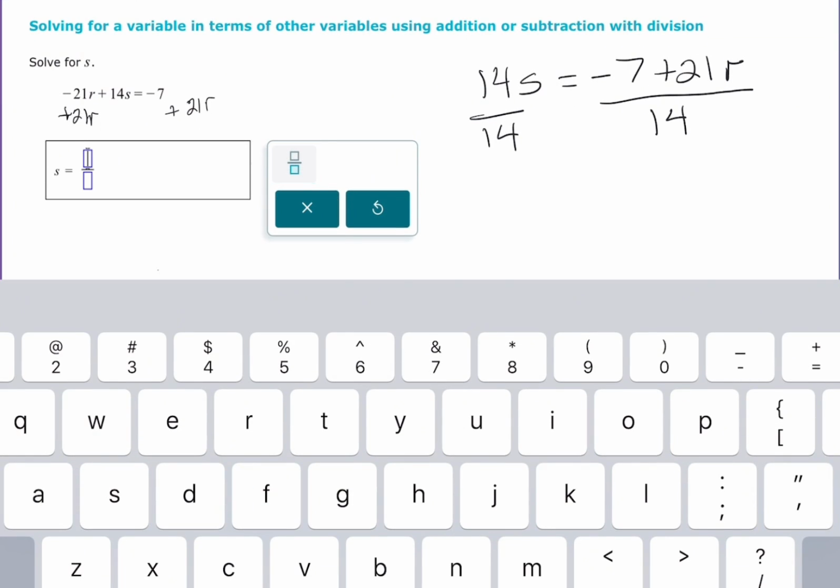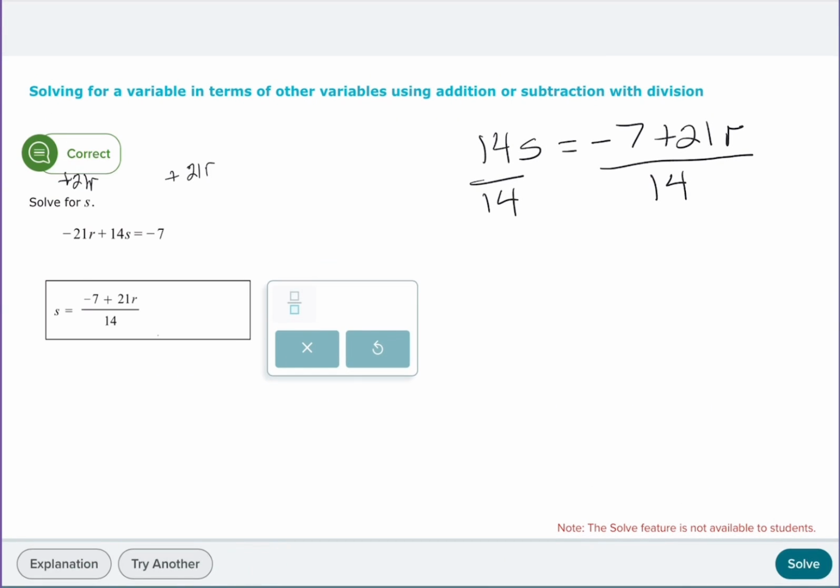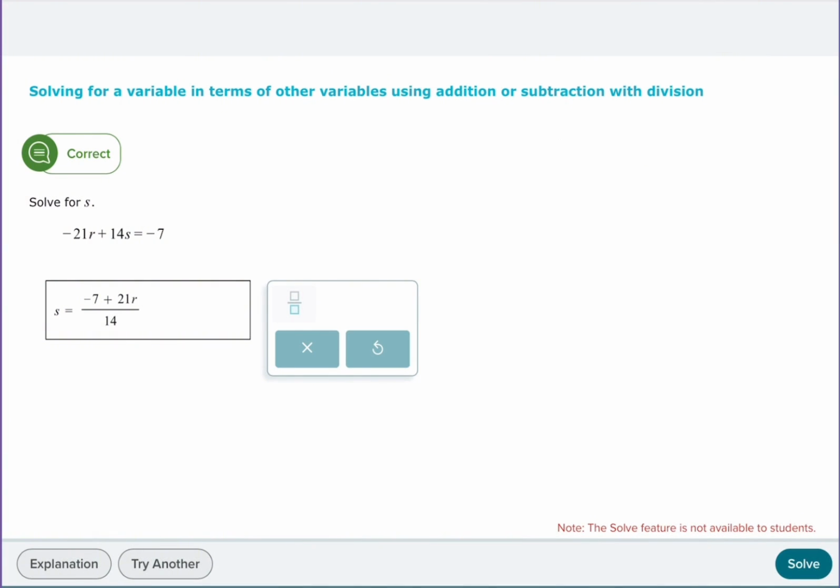let's put it in the fraction. -7 plus 21R divided by 14. And let's try one more.